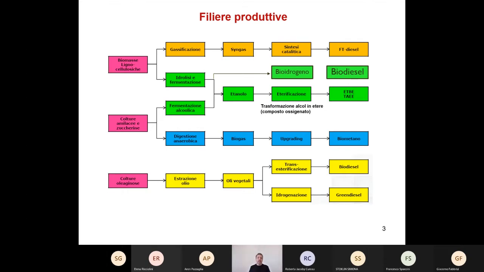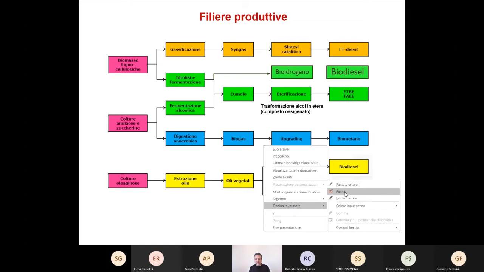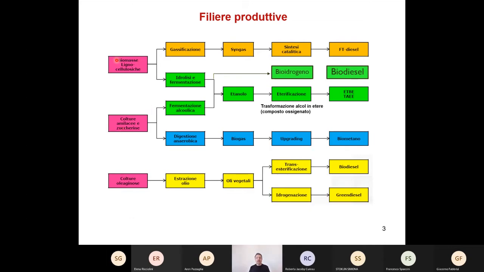And okay, we see three biomass feedstocks, and you can read this slide like a bottom-up scheme. So we can start from the bottom part, and here we can see first generation biofuels. When we move towards the upper part of this scheme, you can see the second generation biofuels.